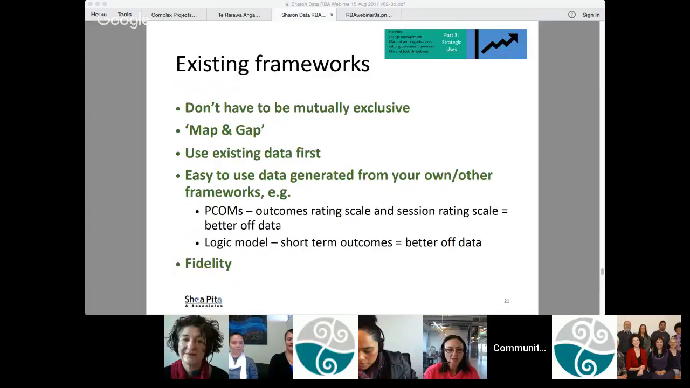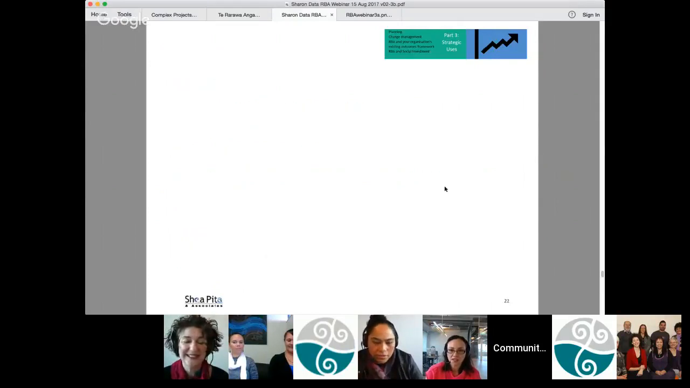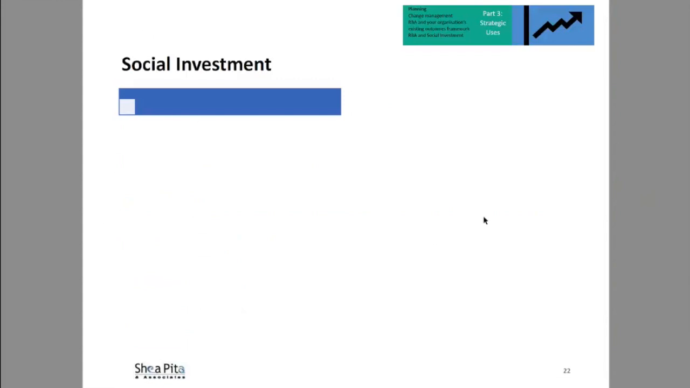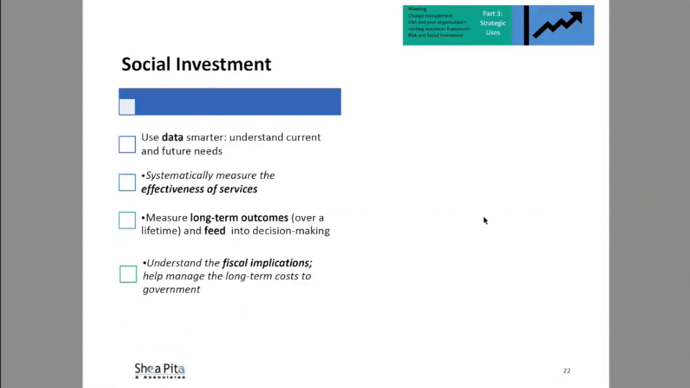Last but not least, everyone, I just want to wrap up with a conversation around RBA and social investment. So as you know, social investment is a really important concept which the government is heralding. There is a new social investment agency. I encourage you to look at their website. They've got a lot of information there. So there are critical components of social investment, David. I'll just get you to put those up here. Using data smarter, measuring effectiveness, measuring long-term outcomes, and understanding fiscal implications.